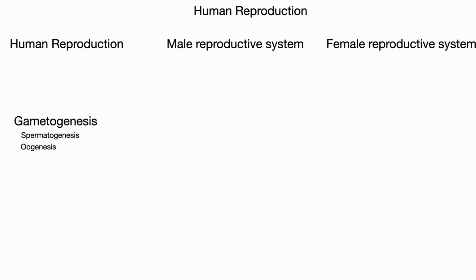Now we will see about gametogenesis. Which are the primary sex organs in males? Testes. Which are the primary sex organs in females? Ovaries. Testes produce sperms and ovaries produce ovum. Sperms and ovum are gametes, and the production of sperms and the ovum by the primary sex organs is called gametogenesis. Now let us see about spermatogenesis.